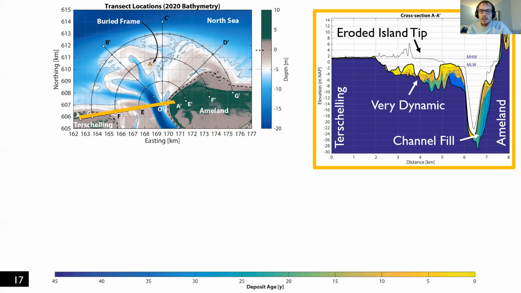On the other hand, we have this channel fill in the main inlet channel. And this shows a much more regular pattern, gradually getting younger and younger as we move out and the channel migrates this way at this point.